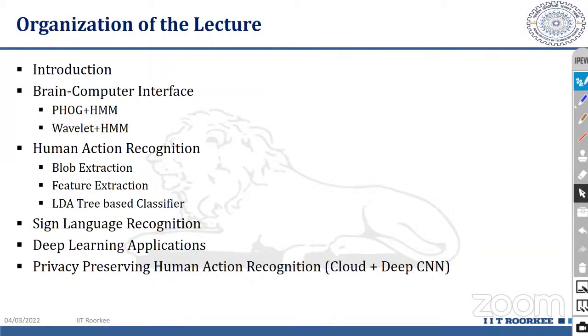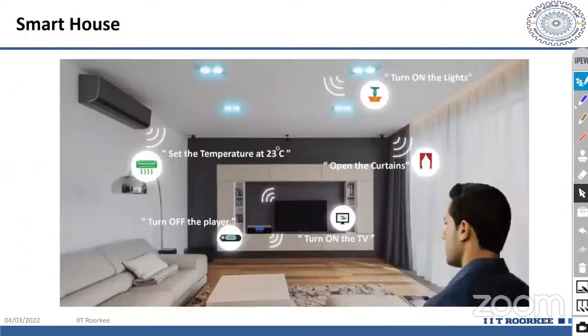I will cover the following topics: brain-computer interface, human action recognition, sign language recognition, and also the applications of the same problems in deep learning. And finally, I end my talk with cloud computing with deep convolutional neural networks. So the first part of my talk is the brain-computer interface.